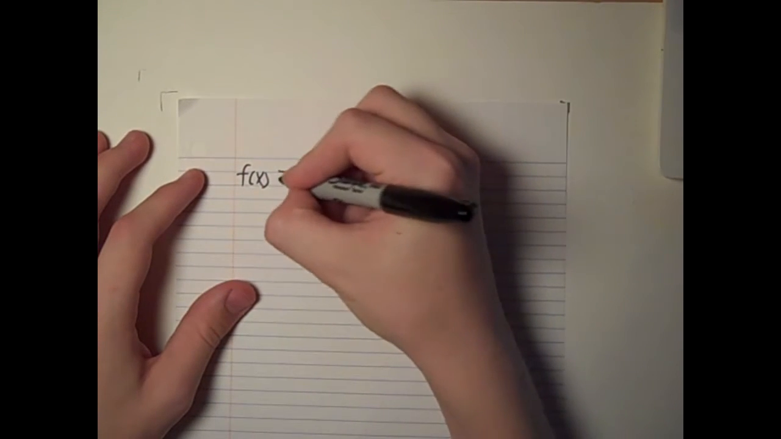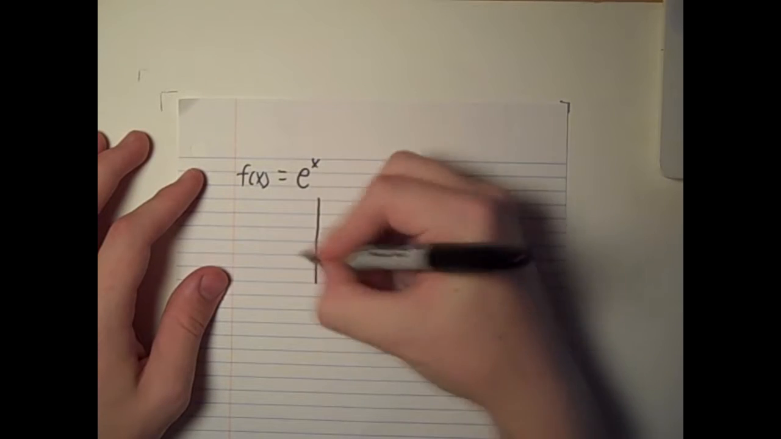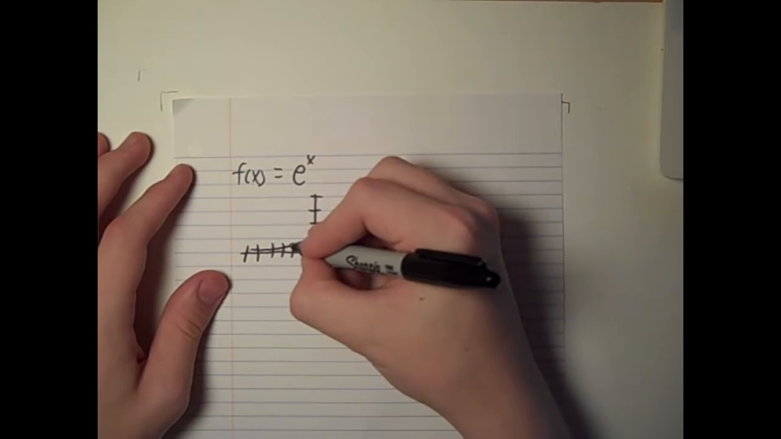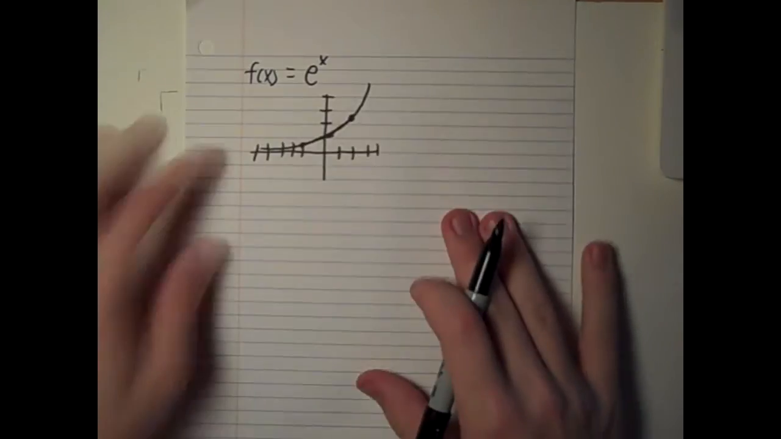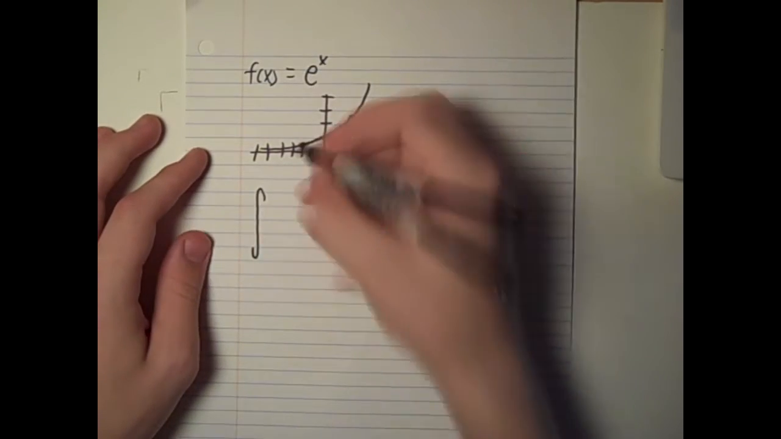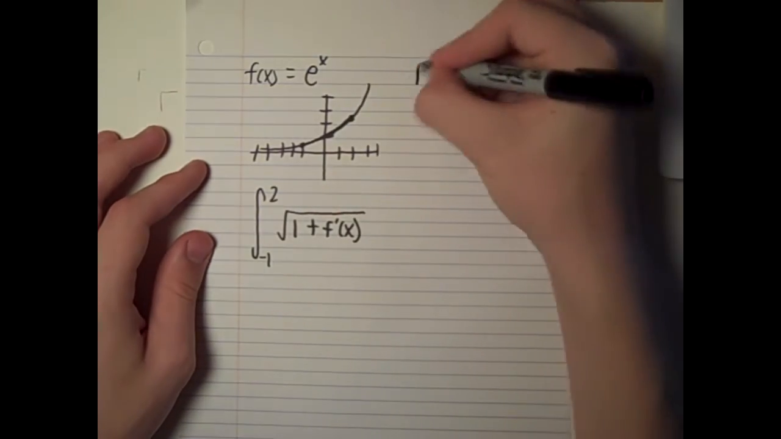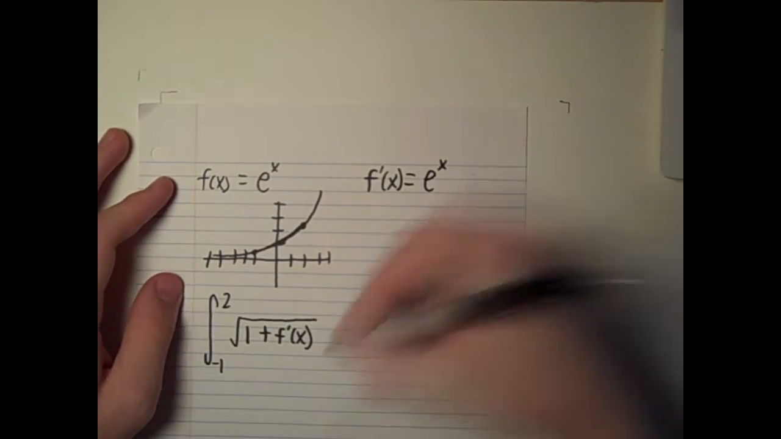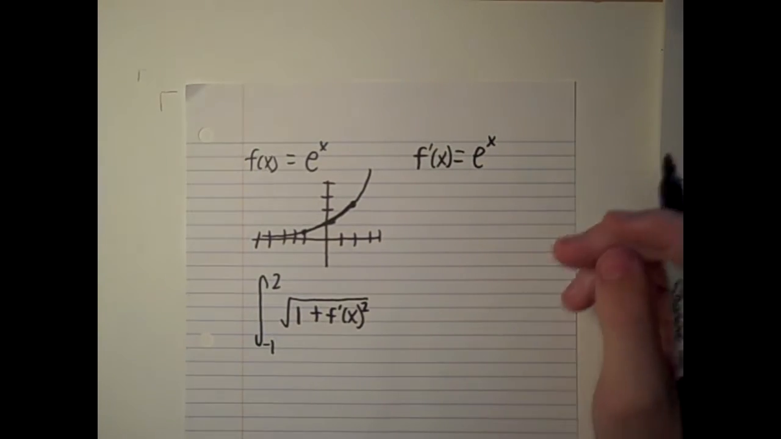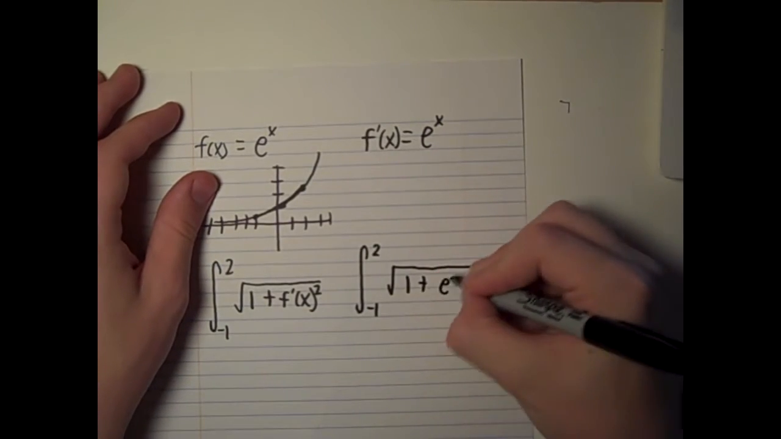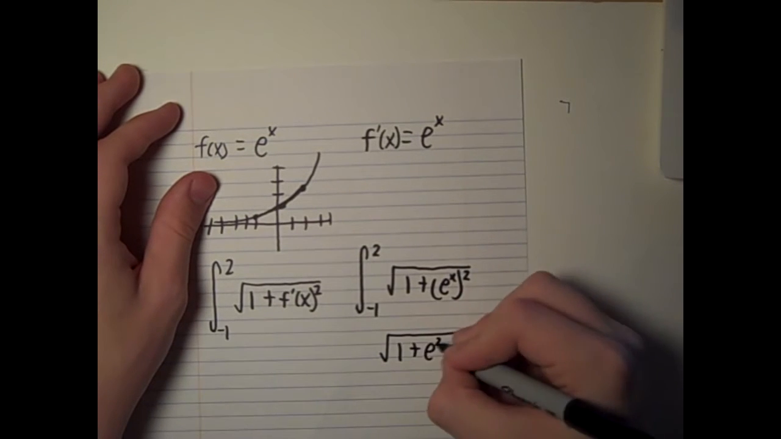Let's find the distance of the curve of e to the power of x from x equals -1 to x equals 2. So we have a formula that we know will always work, and we can just start by inserting the limits of integration -1 and 2. We just need to find the derivative of f of x, which in this case is easy. The derivative of e to the x is e to the x. Now remember, we have to square that function before we evaluate the integral. That's an easy step to get tripped up on.